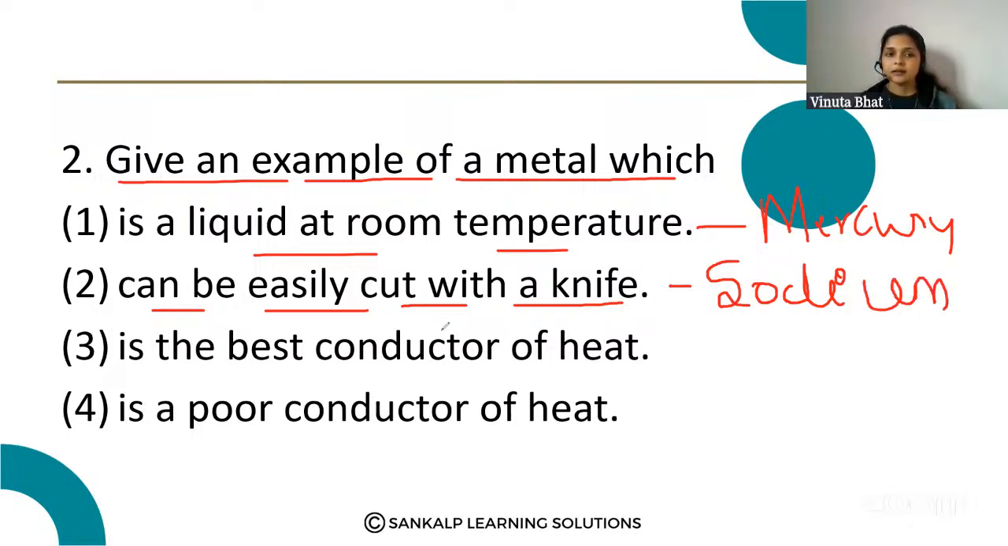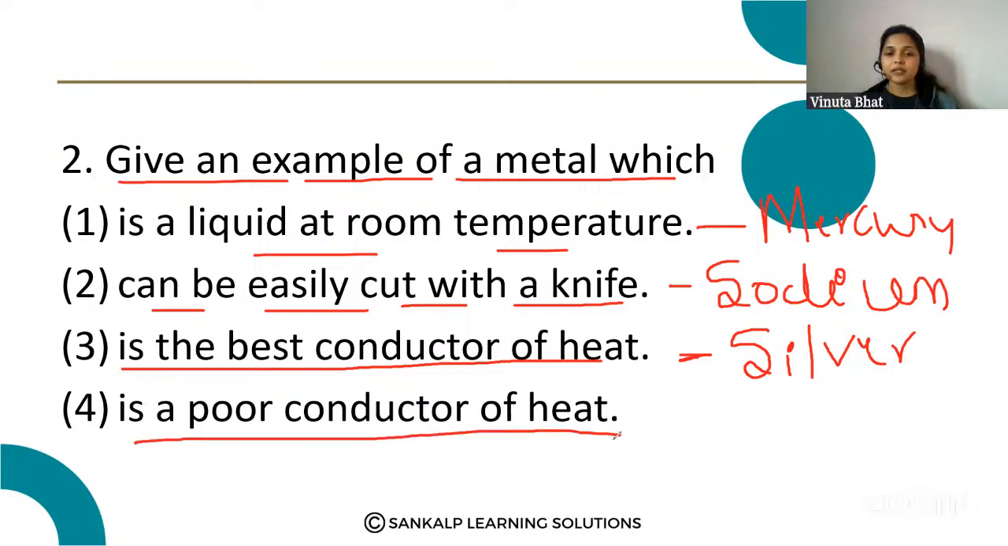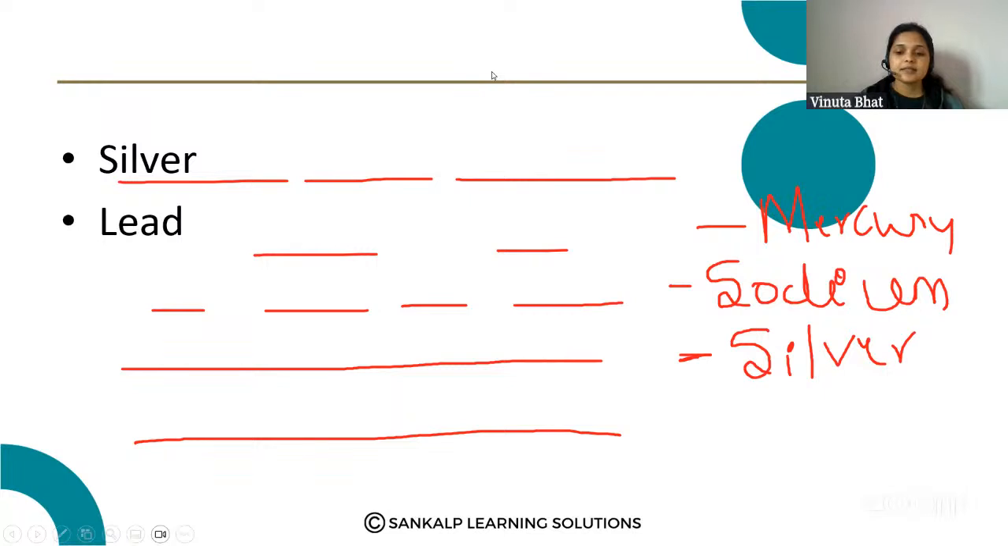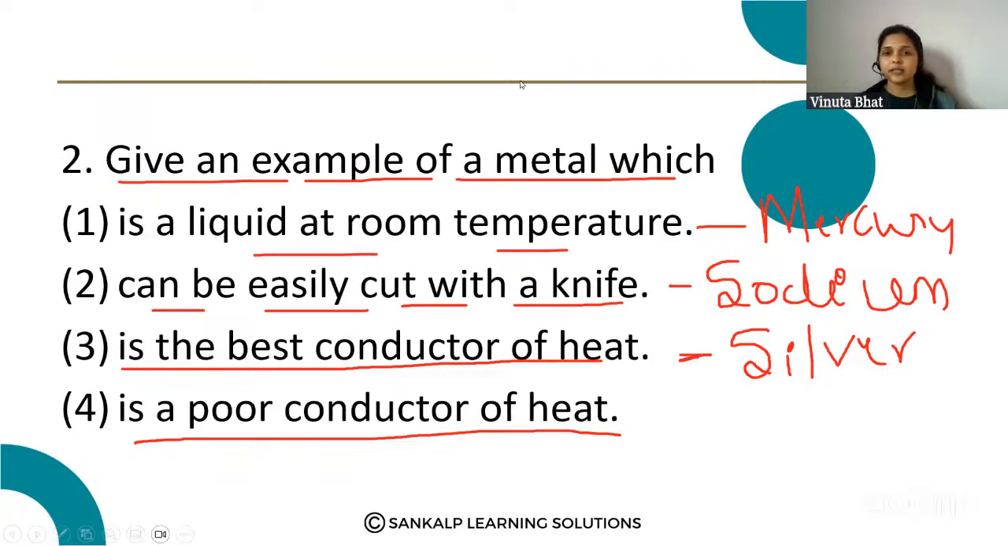Which is the best conductor of heat? That is silver. Which is the poor conductor of heat? The poor conductor of heat is lead. So these all are 1 mark questions.